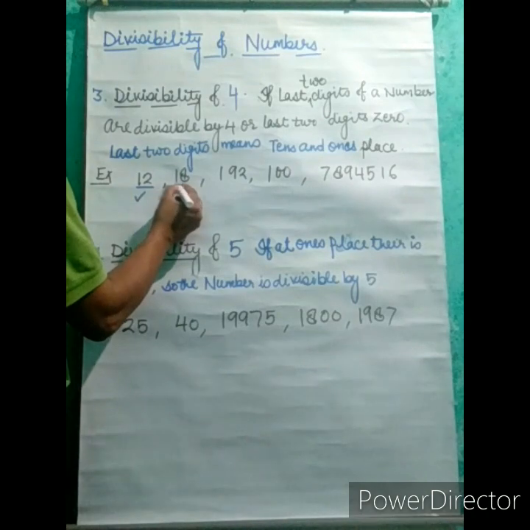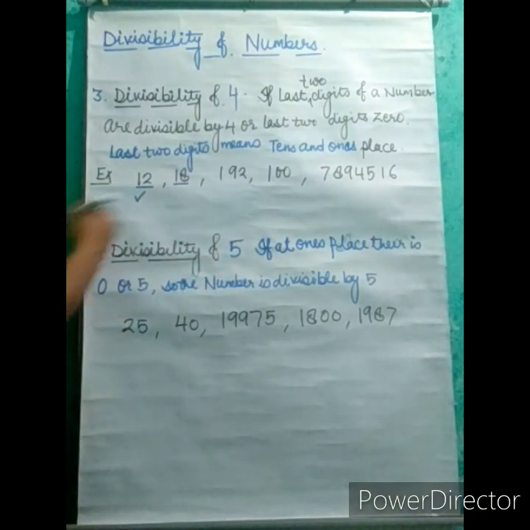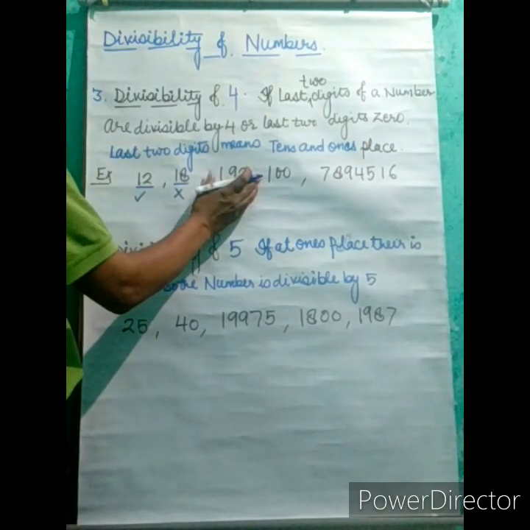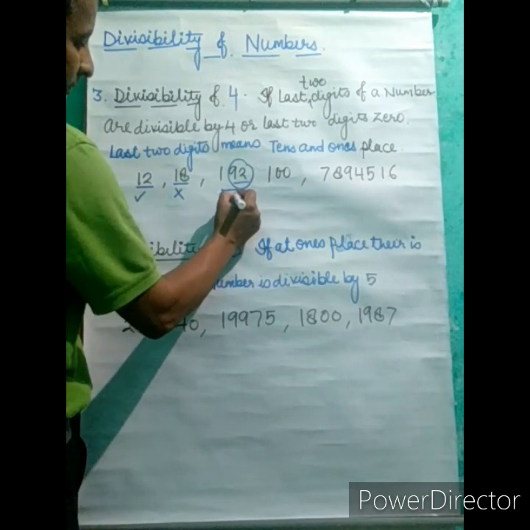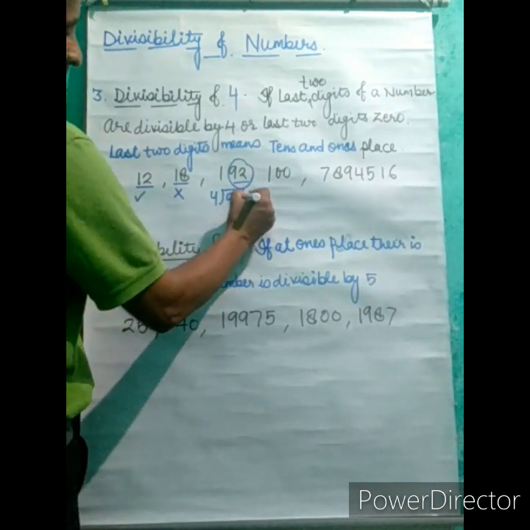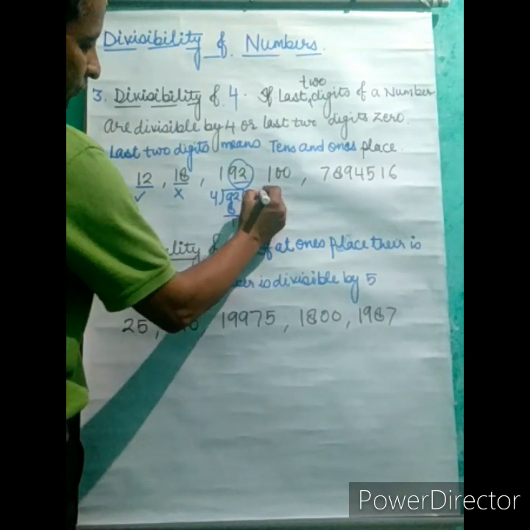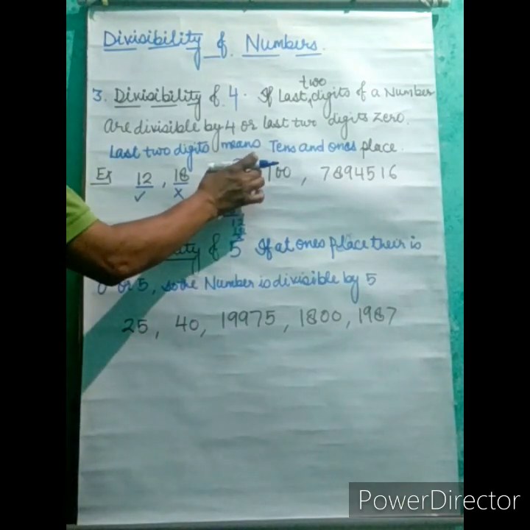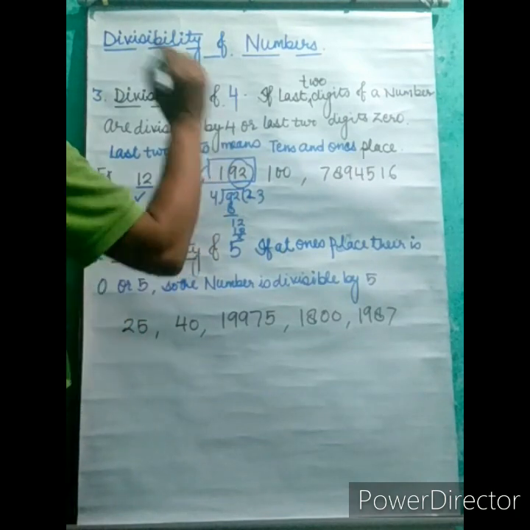So this 12 is divisible by 4. Now you can see last two digits are 18. We can't divide 18 by 4, so 18 is not divisible by 4. Now you will see here the last two digits. It is a 3-digit number, so we will take the last two digits. Now 92 you can divide by 4. 4 twos are 8, 4 threes are 12, 4 twos are 8. Division complete. 92, the last two digits, is divisible by 4. It means the whole 192 is also divisible by 4.